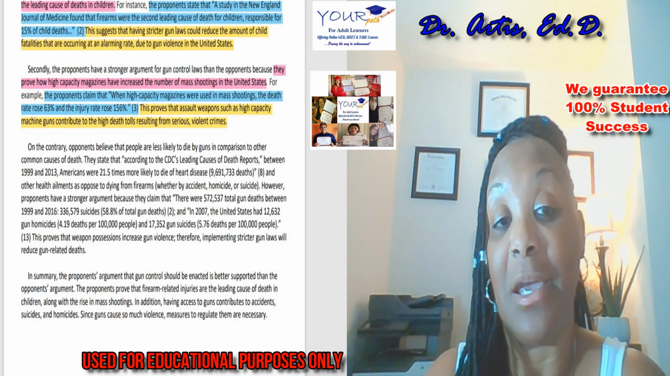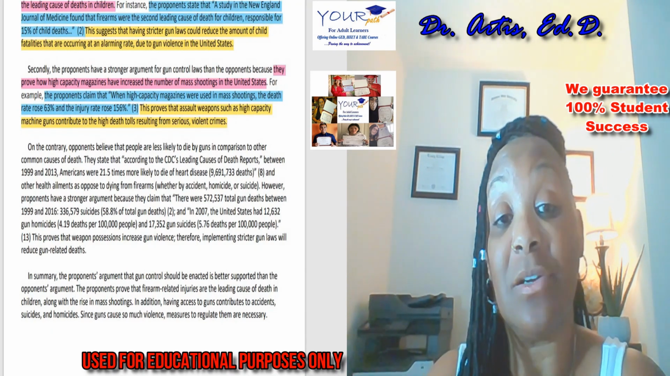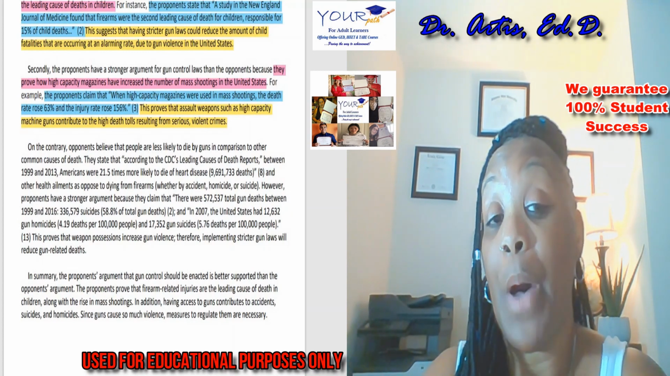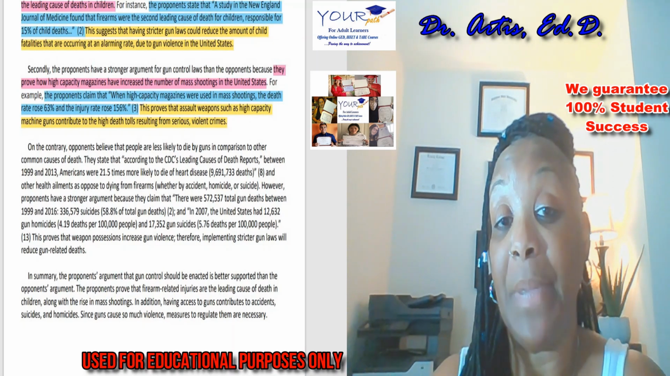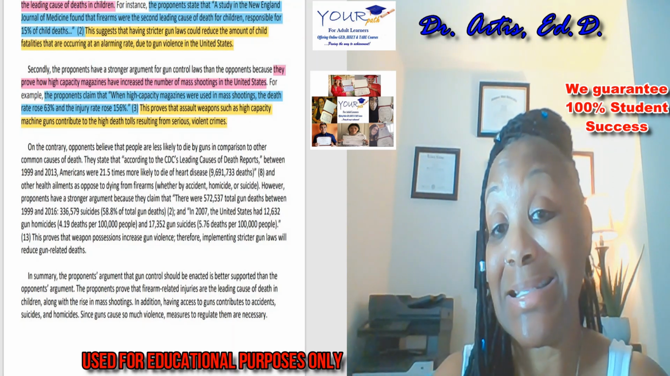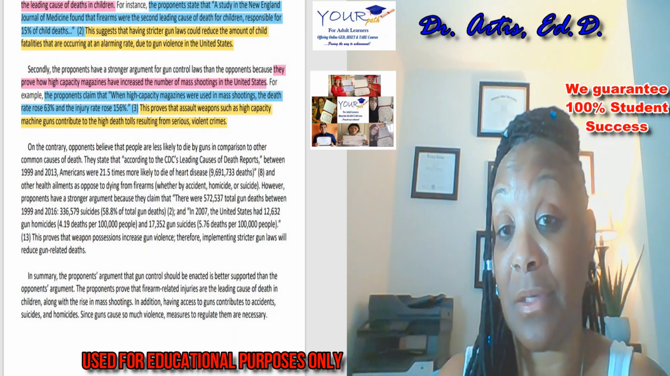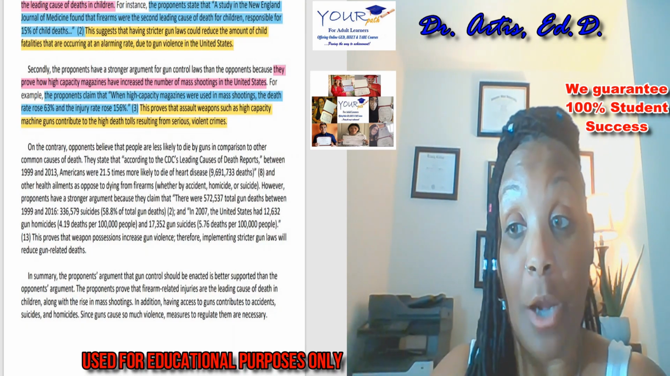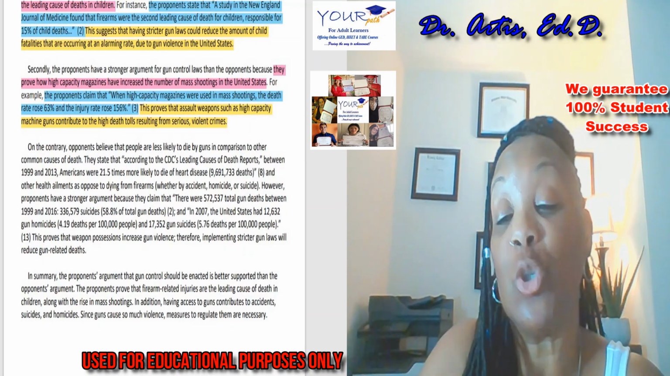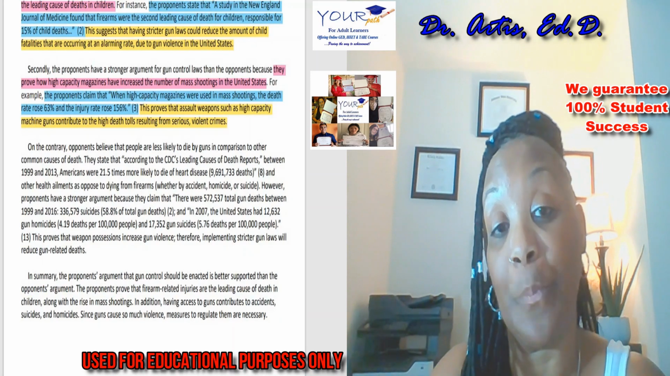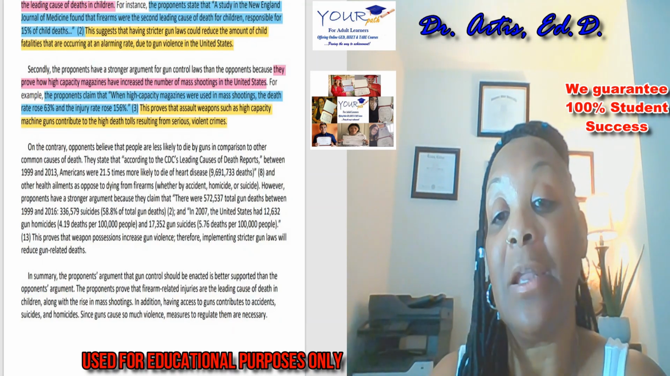And what does she say there? In that argument, she's going to present their side. She says, opponents believe, which is the opposite side, opponents believe that people are less likely to die by guns in comparison to other common causes of death. All right. So she states their argument, but now she also has to support that argument by textual evidence. Okay. You must present your textual evidence. She does that. She's taking it directly from the text.